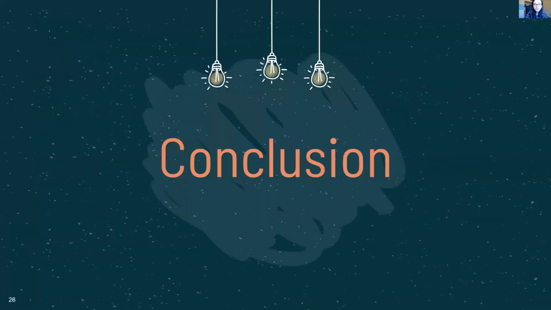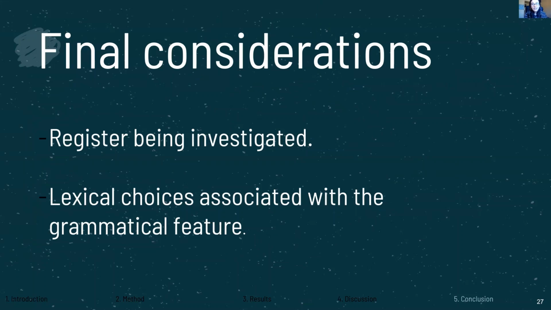So in conclusion, what I find here is that in complexity studies, we always need to take into account the register being investigated, because sometimes the results of the development being found actually relate to the different registers being investigated. And also the study shows that the lexical choices associated with these grammatical features are important, because if I was looking at just the mean frequency of the use of these grammatical features, I wouldn't see so much difference and I couldn't explain these register differences.